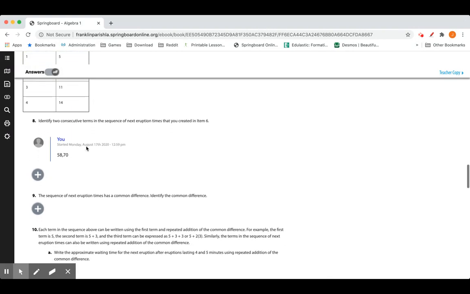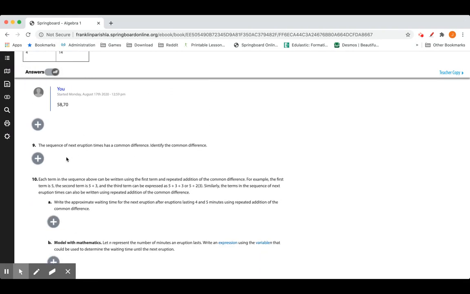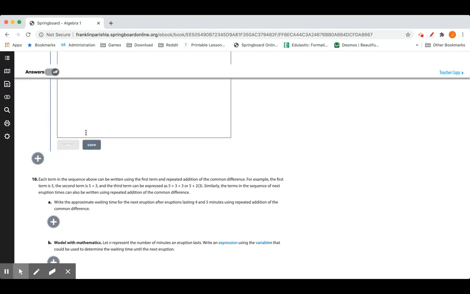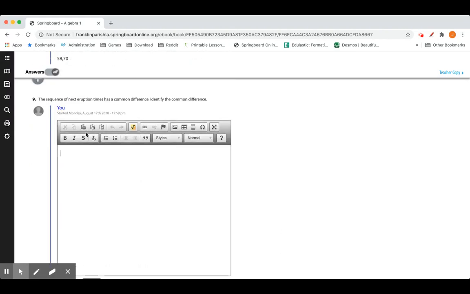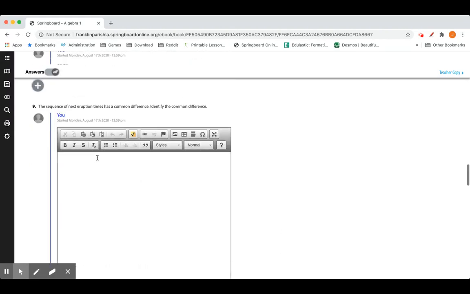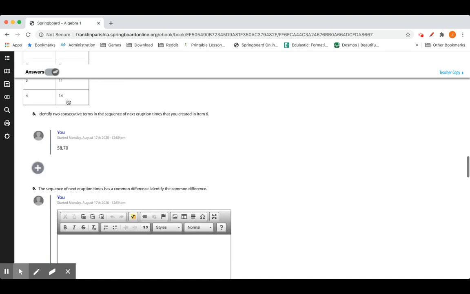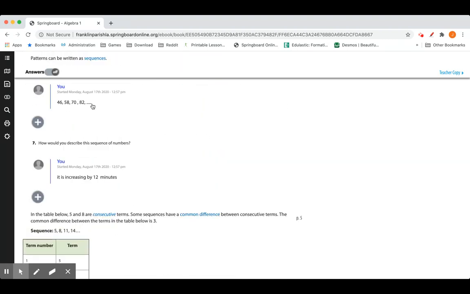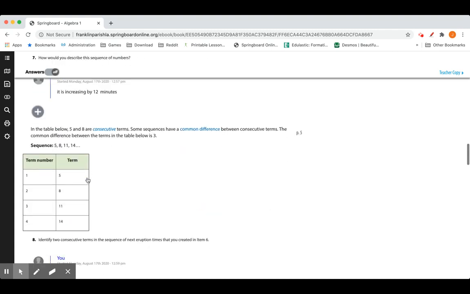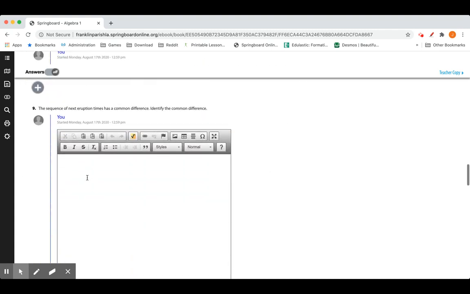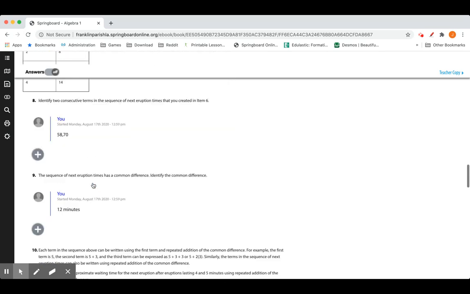That's what I mean. Number 9. The sequence of next eruption times has a common difference. Identify the common difference. Now, we've identified this multiple times already. The difference, the change between the numbers that we were looking for, 58 and 70, right here. We've said it multiple times. It's just trying to get you to remember that this is what we're talking about. The sequence has a common difference of 12 minutes. Not hard.